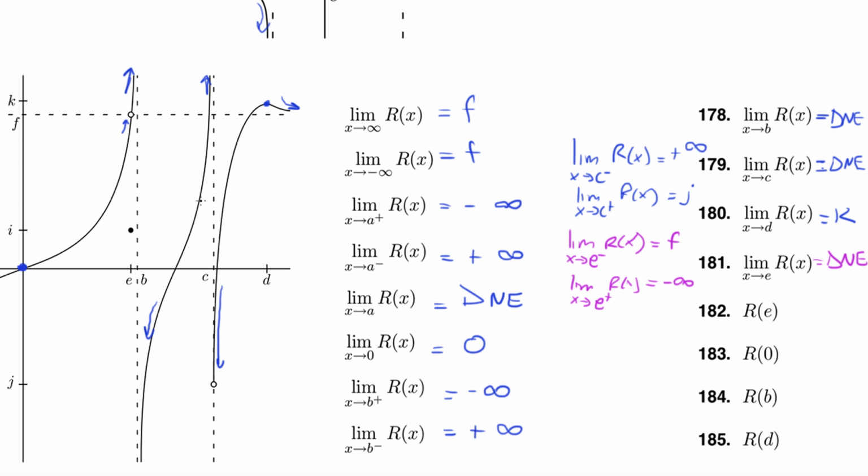r of e, notice that is defined here at I. r of 0 is 0. r of b is not defined, so undefined. And r of d is also defined at K.